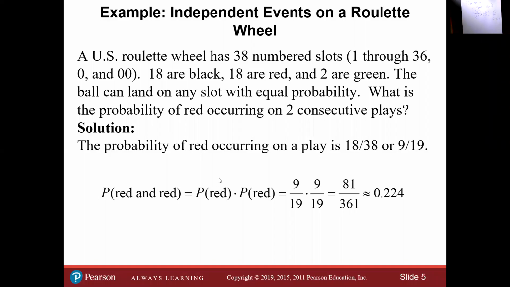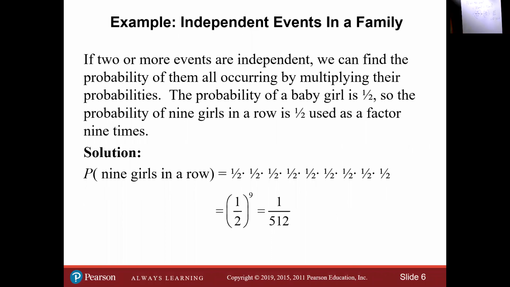What they've done in the text here is they already looked at the probability of getting red, which is 18 out of 38. They simplified that to 9 out of 19. Multiply those to get the solution. If two or more events are independent, we can find the probability by multiplying.